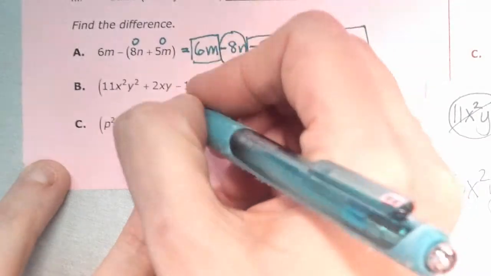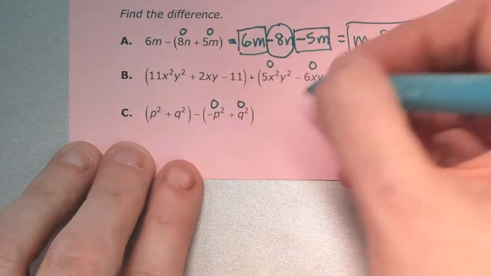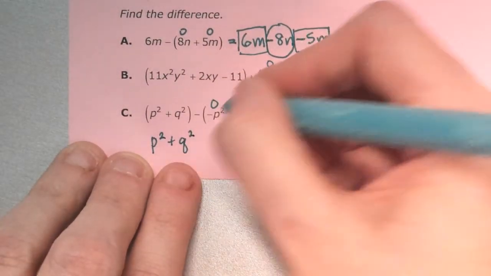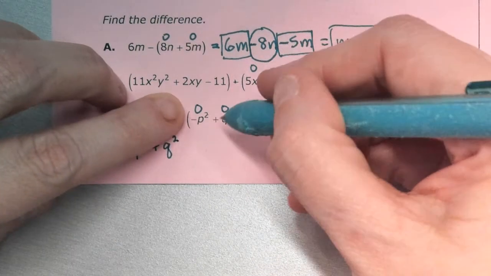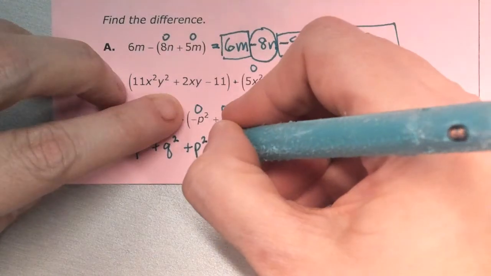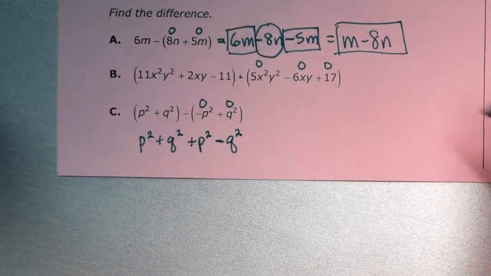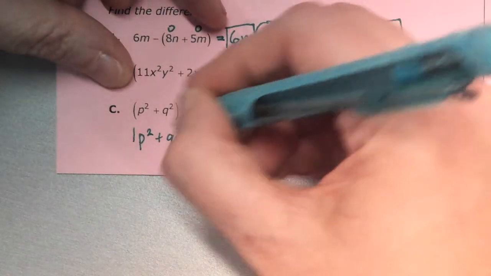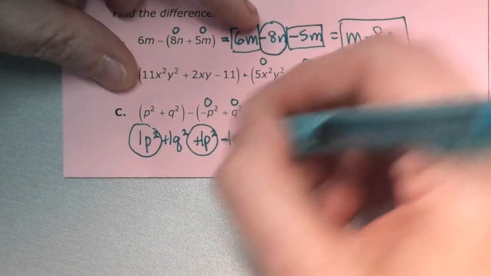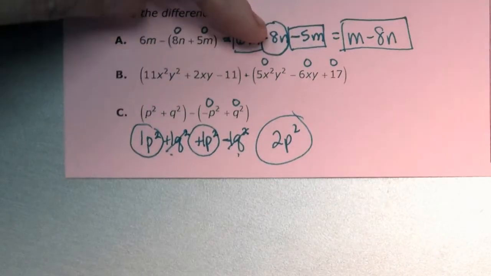Okay, well, let's look at C. For C, because we have minus, we're going to take the opposite. So I have p squared plus q squared minus, so the opposite. What's the opposite of p squared? Positive p squared. The opposite of q squared is negative q squared. You see? Now I've got 2p squared, but the q squared and the negative q squared cancel out. So that's all that's left.